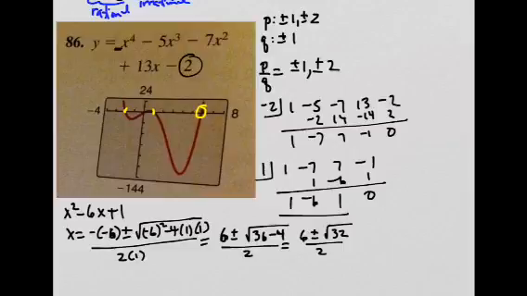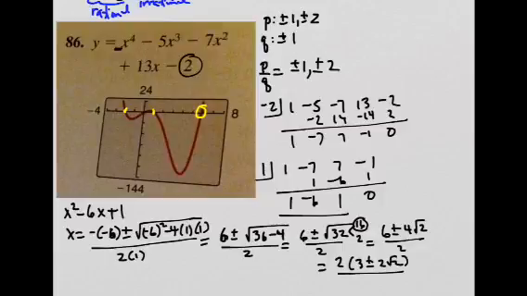And we know that 32 is 16 times 2. This is 16 times 2, so this is going to come out as a 4. And so this is going to be 6 plus or minus 4 radical 2 all over 2. I can factor a 2 from the numerator. So this is 2 times 3 plus or minus 2 radical 2 all over 2. So the 2's cancel because that's 1.